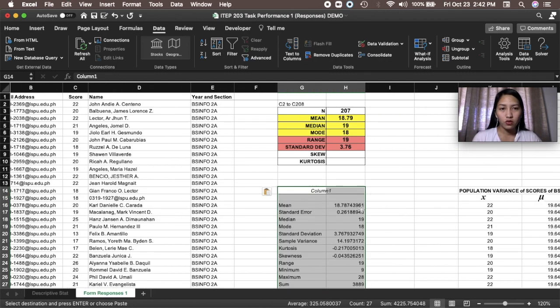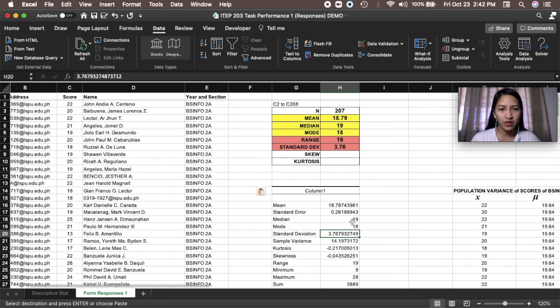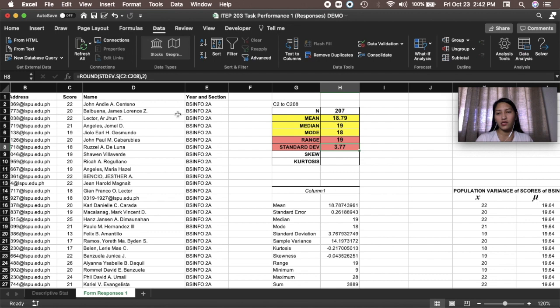So tingnan natin. Let's try to compare this table here kung tama yung ating mga computation. Okay? So again, the mean is 18.79. So tama naman siya, naka-round off. Yung median natin is 19. Yan, same din. Yung mode natin is 18. Standard deviation is 3.76. So, dapat ito ay 3.77. So, yeah, I think ang kinuha nito is yung sample. So, tingnan nga natin. There. So, sample. Sample yung kanyang treatment dito sa data, which is dapat ay population.